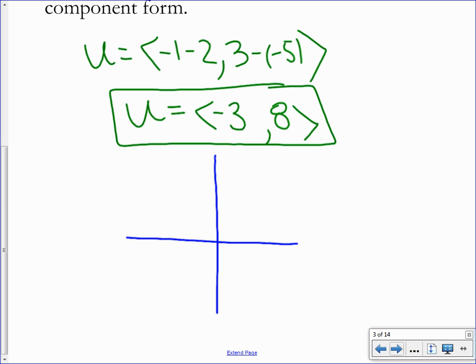which means to graph this in standard position, we begin at 0, 0. Our horizontal component is -3. Our vertical component is 8. There's our vector. -3, 8. Horizontal component, vertical component. It's like you're plotting the coordinate and drawing an arrow to it.